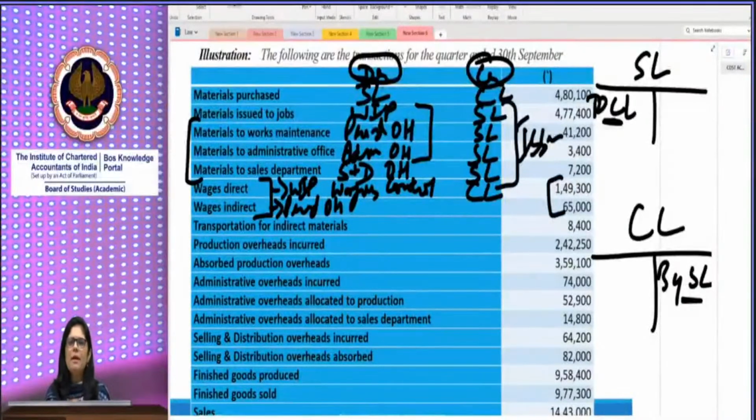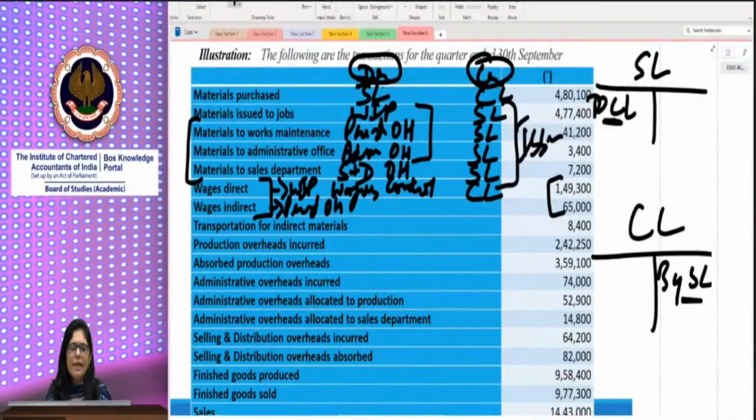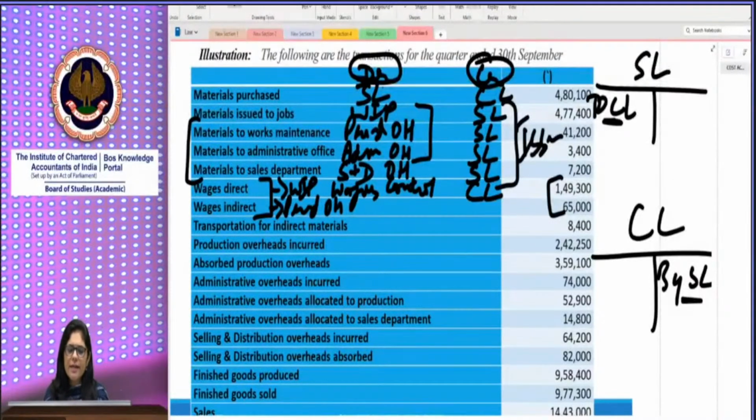So WIP debit to wages control. Indirect will go to production overhead. So production overhead debit to wages control. It's an internal transfer. But first incur it, then transfer it. Direct will be transferred to WIP, indirect will be transferred to production overhead. Students, I hope you have understood the wages control account concept. All right. Whether it is given or not, you have to incur it first through cost ledger.